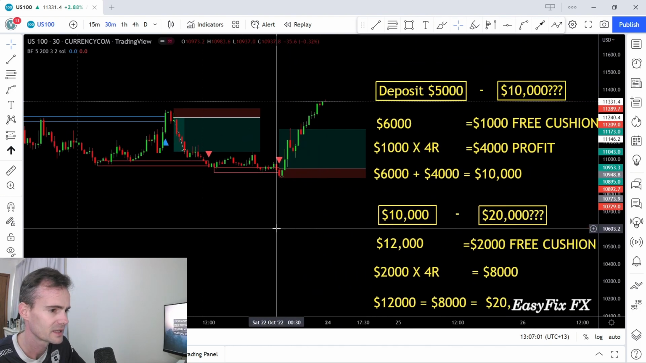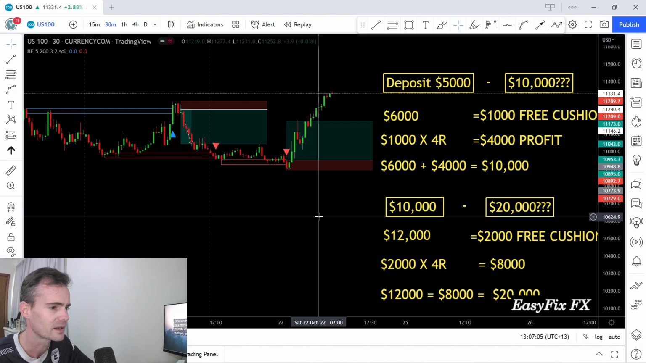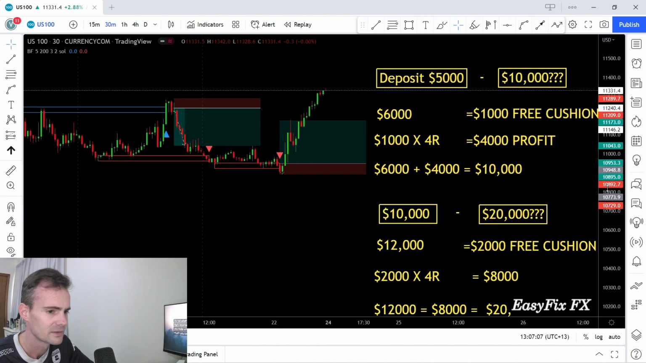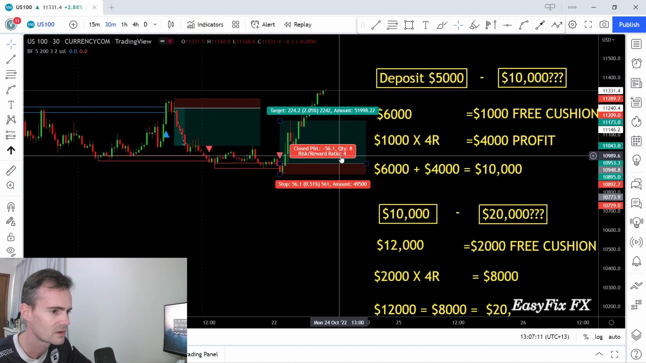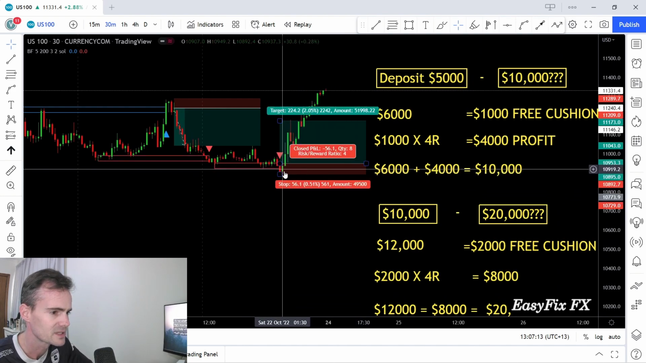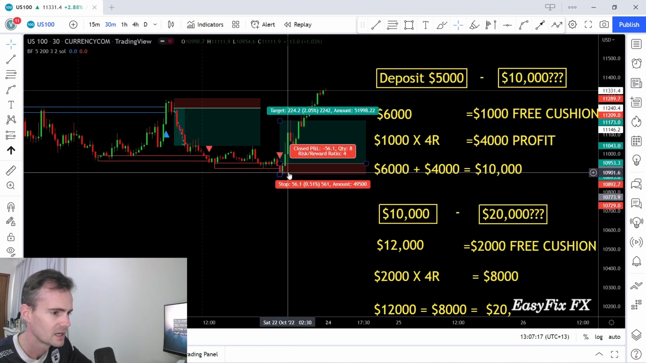Okay, so if we look at this breakout strategy, this indicator that I've shown you guys in the last 2 videos, right over here, this is a risk to reward of 1 to 4. So we'd be risking the $1,000 here. We get the breakout, we get the liquidity grab. We can see a nice inside bar coming back in.